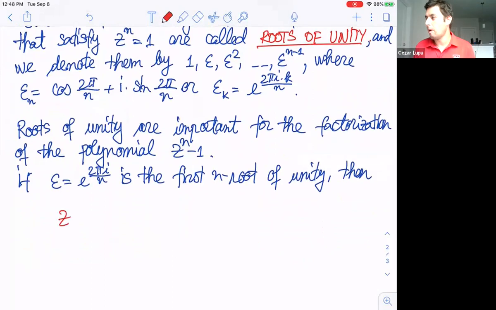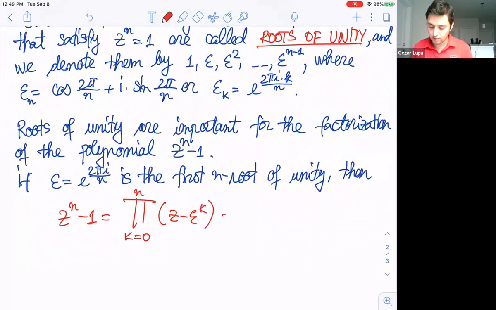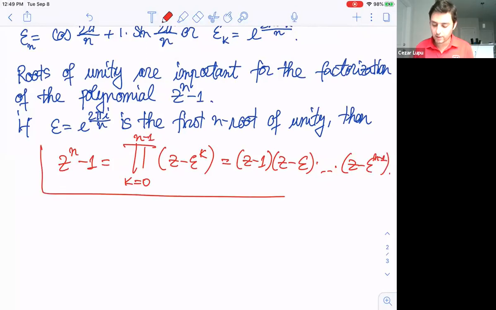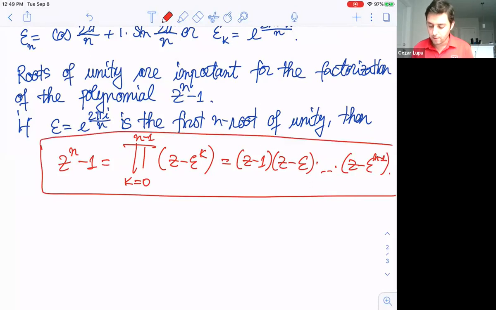Then z to the power n minus 1 will be nothing else than just the product for k equals 0 to n minus 1 of z minus epsilon to the power k, which is nothing else than just z minus 1, z minus epsilon, up to z minus epsilon to the power n minus 1. So this is how we can factorize a polynomial. Keep this in mind, right? And you can also factorize it using the geometric series, but you can also identify these with complex numbers.